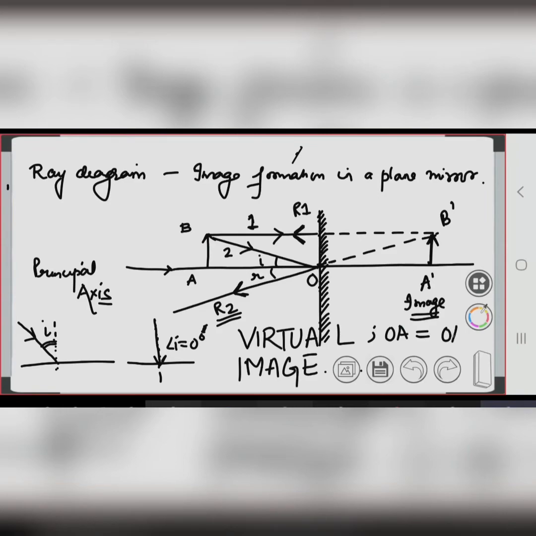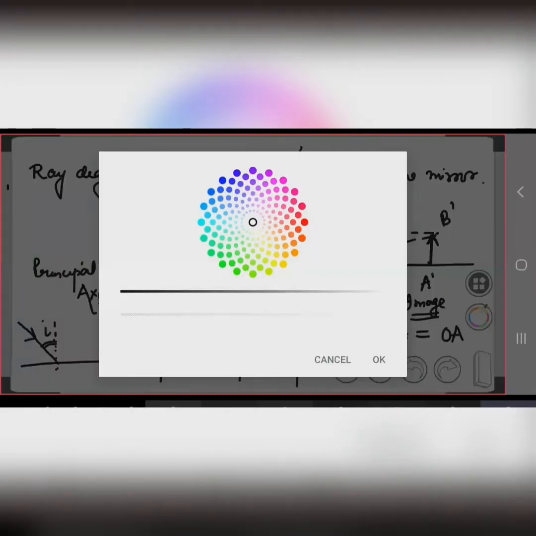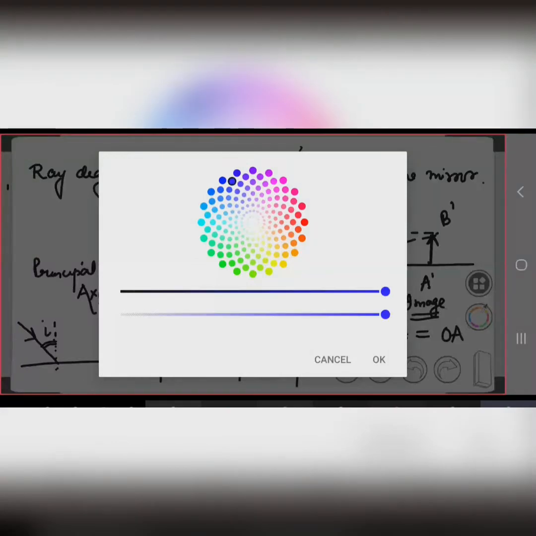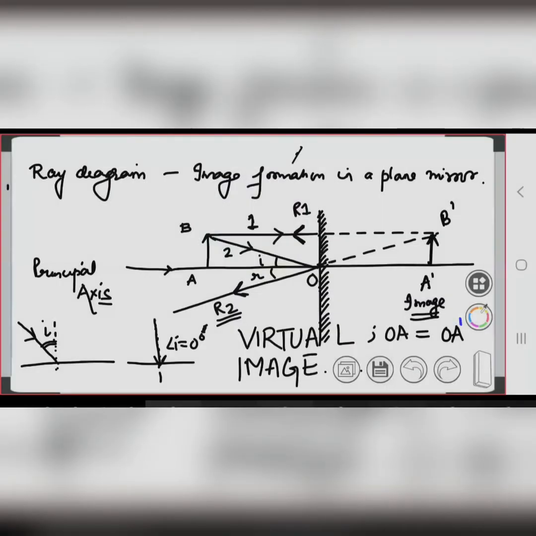OA will be equal to OA dash. Okay, so the image will be formed as much behind the mirror as the object is in front of the mirror. Yes, ma'am. And the image formed is erect.